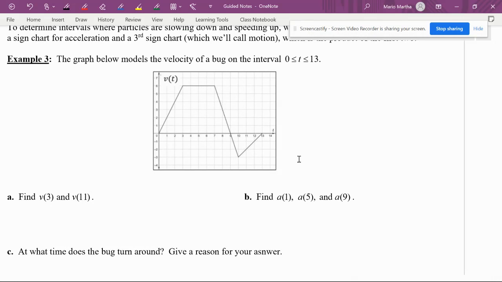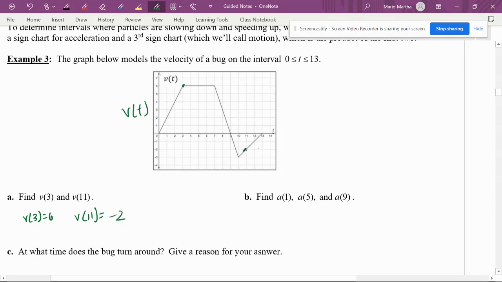So what we want to do is, we're given the v of t, right? This is v of t. Don't forget that. So if we're looking at 3, in this case, it's +6. So v of 3 equals 6. V of 11 is equal to, let us see, right there, -2.